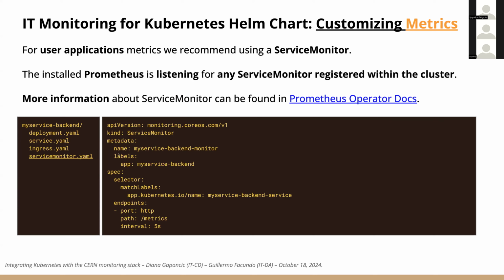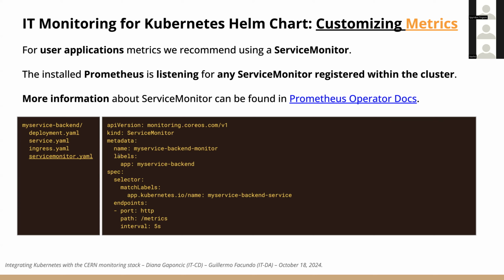Usually, like in this example, your service is made of, for example, a deployment.yaml that will make the deployment, then a service on top, and sometimes you even have an ingress to allow traffic to go in. So what we ask is just to add a new file. In this case, it would be a service monitor, and this would be the description of the service monitor.